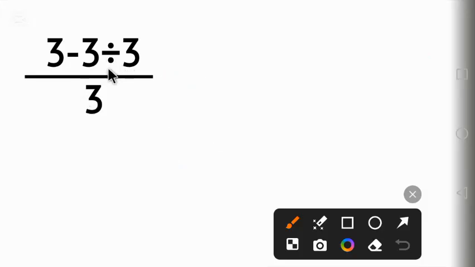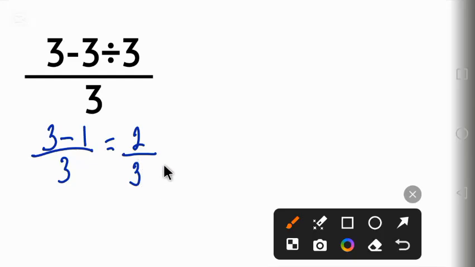We solve the division first. 3 divided by 3 will give us 1. So we have 3 minus 1 all over 3. Now 3 minus 1 will give us 2. So we have 2 over 3. And then 2 on top of 3 is the final answer.